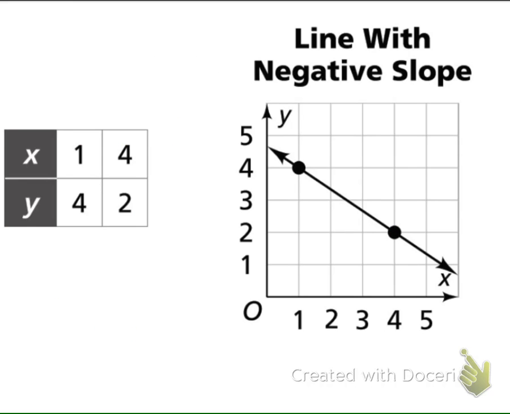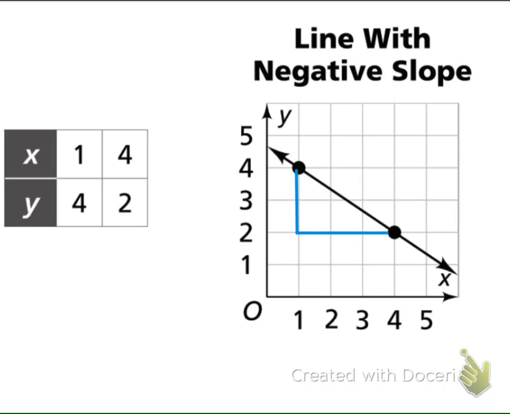Second one. My points are already identified. My first point that I'm going to use to find my slope triangle is 1, 4. And my next point is 4, 2. So what I'm going to do is I'm going to draw my rise, and then I'm drawing my run.